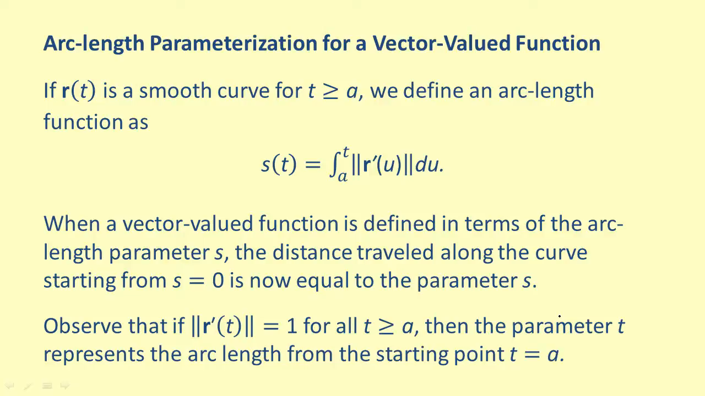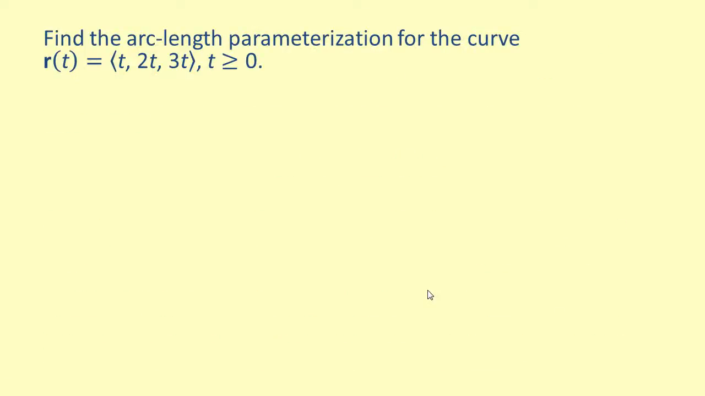It is also important to note that if the magnitude of the derivative of the function defined in terms of the original parameter t is equal to 1 for all t greater than or equal to a, then the function defined in terms of the parameter t is already an arc length parameterization, and t is the arc length starting from the point a. Let's try an example.